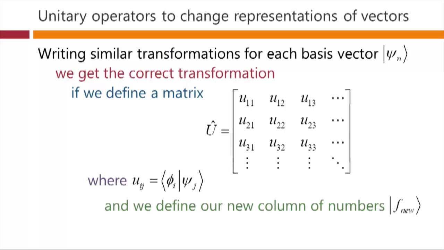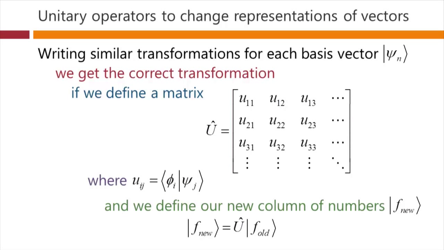And hence, with that, we can define our new column of numbers to represent any arbitrary vector here. We started out with some specific f old. We're going to get an f new, which will be a new column of numbers. So how we do that is, whatever was the old vector, we operate on it with this unitary transform, and we get the new one.